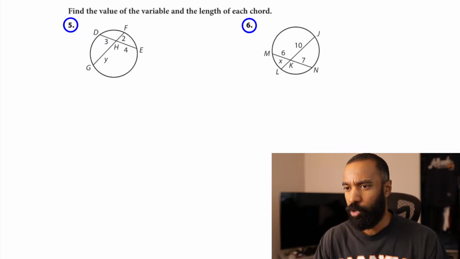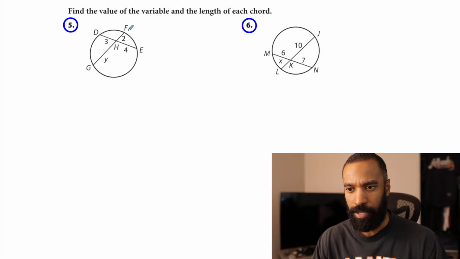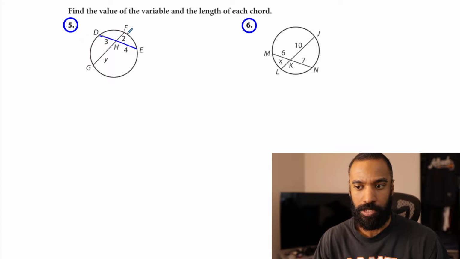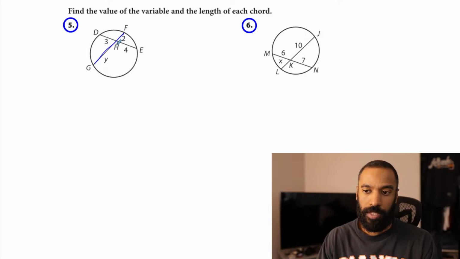Maybe I'll give you a quick proof fashion to this thing right here and explain why this is what it is. What we're going to do is find some certain lengths. They just say find the variable in the length of each chord. The chords are, 3 plus 4 is this length. That's DE, that's 7. And then FG is 2 plus Y, whatever Y is. And it can be a decimal, it can be a fraction. Whatever Y is right here, we can give it its length as well. But we got to find Y.